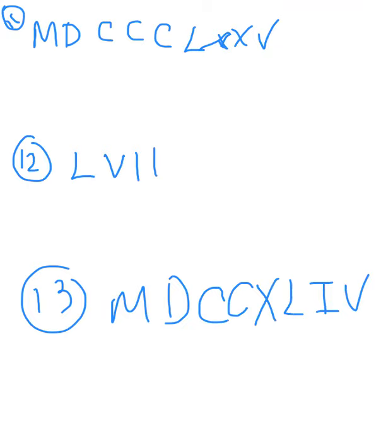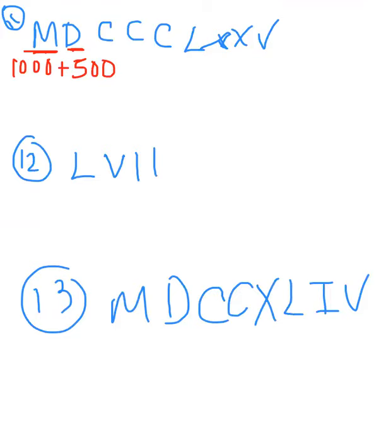Now, when we're doing the Roman numerals, remember the M is 1,000. I think you know that, so let's not worry about that part. Let's get to the nitty-gritty of it. If you have a large number followed by a small number, you add. So this would be 1,000 for the M plus 500 for the D, okay?